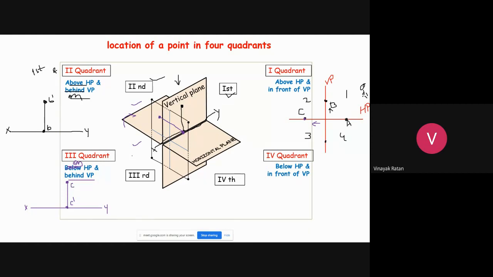Just remember here, with respect to the third quadrant, where is your horizontal plane? It is above, right? Even with respect to the second quadrant, your horizontal plane is above. So your top view will come above the XY line. Now, since your point is on the horizontal plane, your front view will fall on the XY line. It means it is on both the second quadrant and third quadrant. Understood? So this is with respect to the third case, point C.